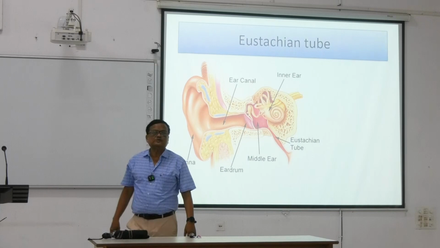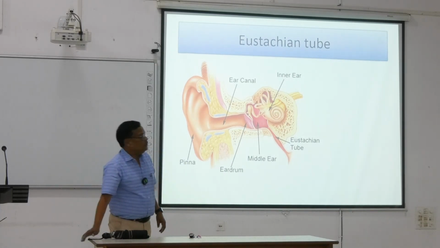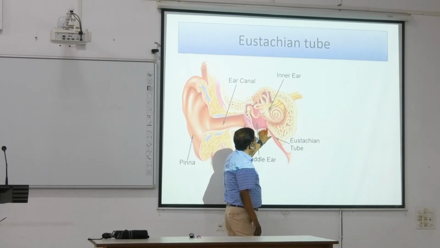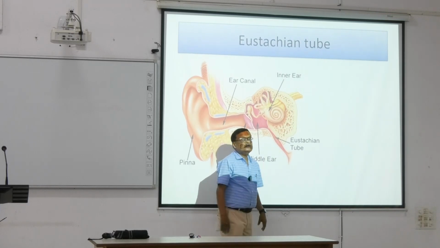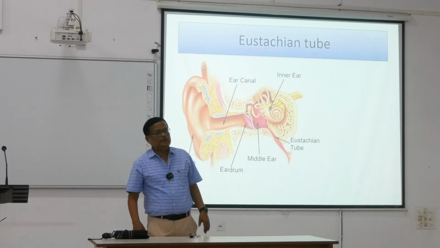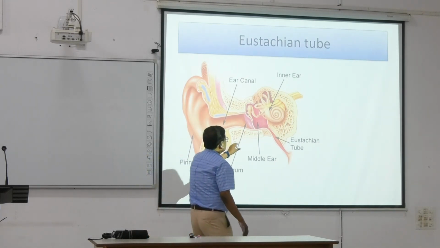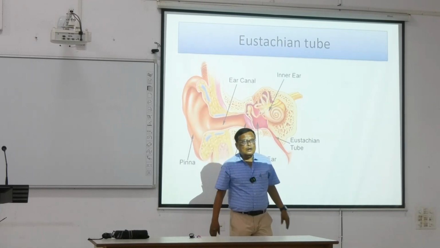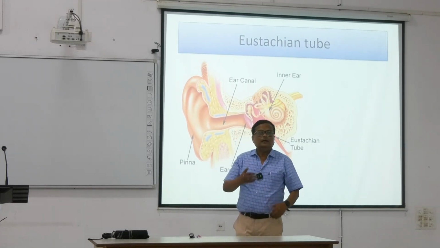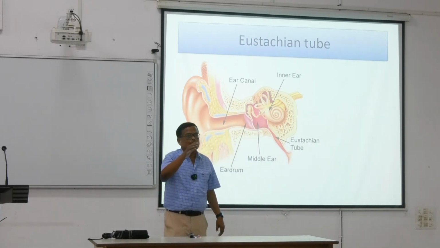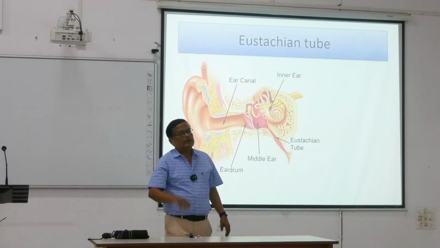Length is 36 millimeter, of which lateral 1/3 is bony, and medial 2/3 is cartilaginous. 12 and 24, or is it wrong? Yes, 12 millimeter, the bony part is smaller, the cartilaginous part is bigger. And it is made up of a single cartilage which is folded upon itself to produce the roof, medial wall and part of the lateral wall.